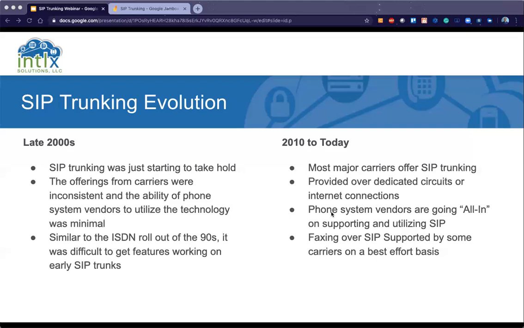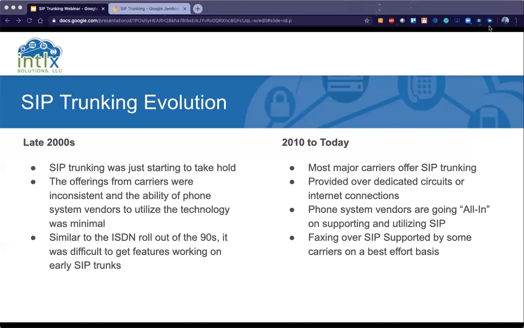Last bullet point to talk about on the right-hand side is faxing. When people talk about SIP trunking, one of the things that comes up as maybe a negative against SIP trunking is, hey, it doesn't work that well with faxing. And there is some truth to that. Any IP technology with modems or faxes, they really weren't meant to work together. So some carriers will support what's called T.38, with a G.711 fallback.